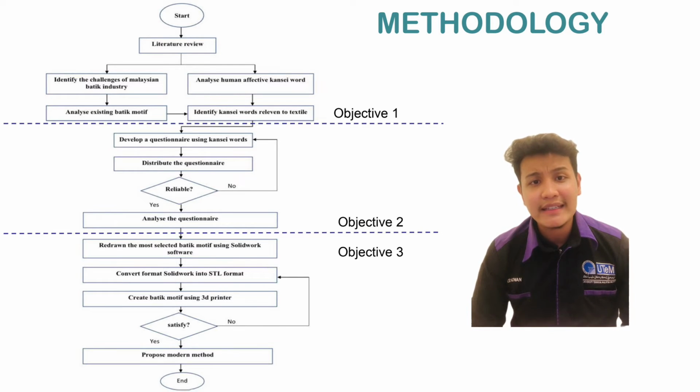If the questionnaire is available, it is then analyzed with factor analysis using SPSS statistics software. From the factor analysis, the most effective Batik motif is identified. The most selected Batik motif is then redrawn using SolidWorks software. Next, convert it into STL format to create the Batik motif using 3D printing. If the 3D printing is certified, modern Batik is proposed.